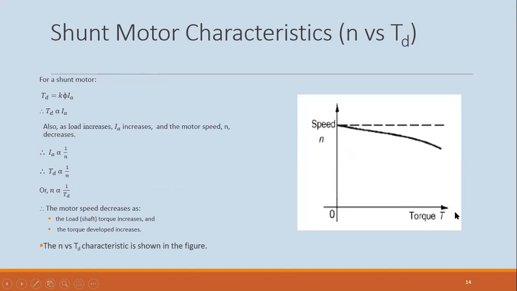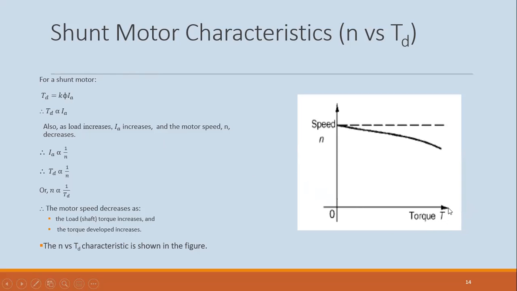So as the developed torque increases, and the developed torque will increase when the shaft torque increases. Remember the power flow diagram when you're thinking about this stuff. This T here is the developed torque. It's not the shaft torque. But as shaft torque increases, the developed torque also increases.